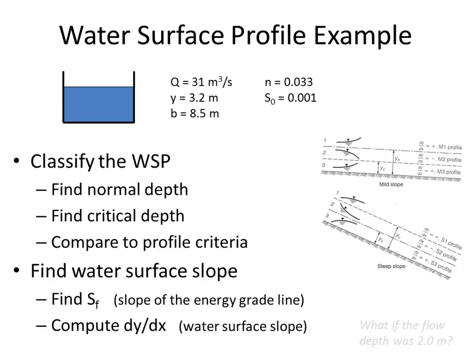Let's test that out. We should expect dy/dx to be positive. dy/dx should be positive, is what we expect. We're going to do that first of all by finding the slope of the energy grade line. In this next phase, we rearrange Manning's equation to find the slope of the energy grade line. We can write that as S sub f is n times Q, P to the 2/3, over A to the 5/3.